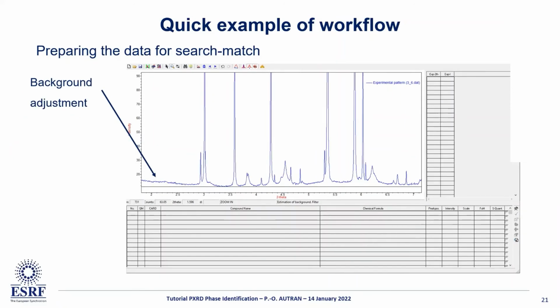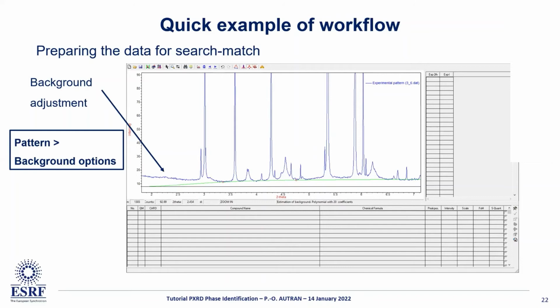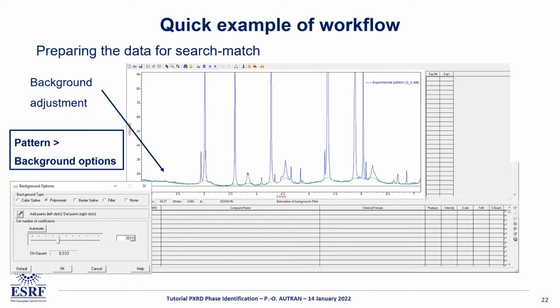Then you have to adjust the background. Here you see I have a bit of background. Most of the time background comes from the air or from the capillary that you measure in, which gives you this continuous signal spread all across the pattern. So what I do is create a background. Here you see my background is pretty bad because I just created it. Then I can change the background depending on what I feel will fit best.